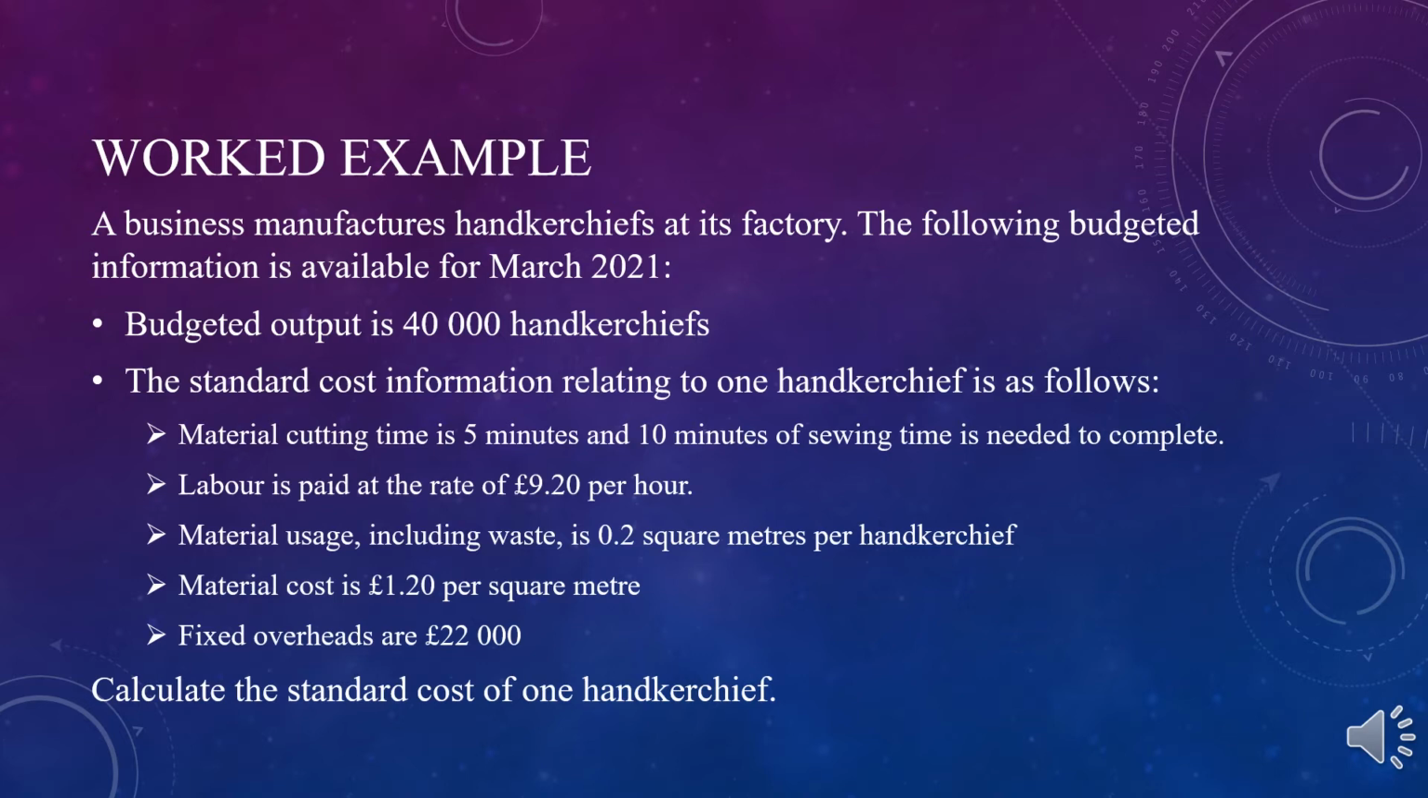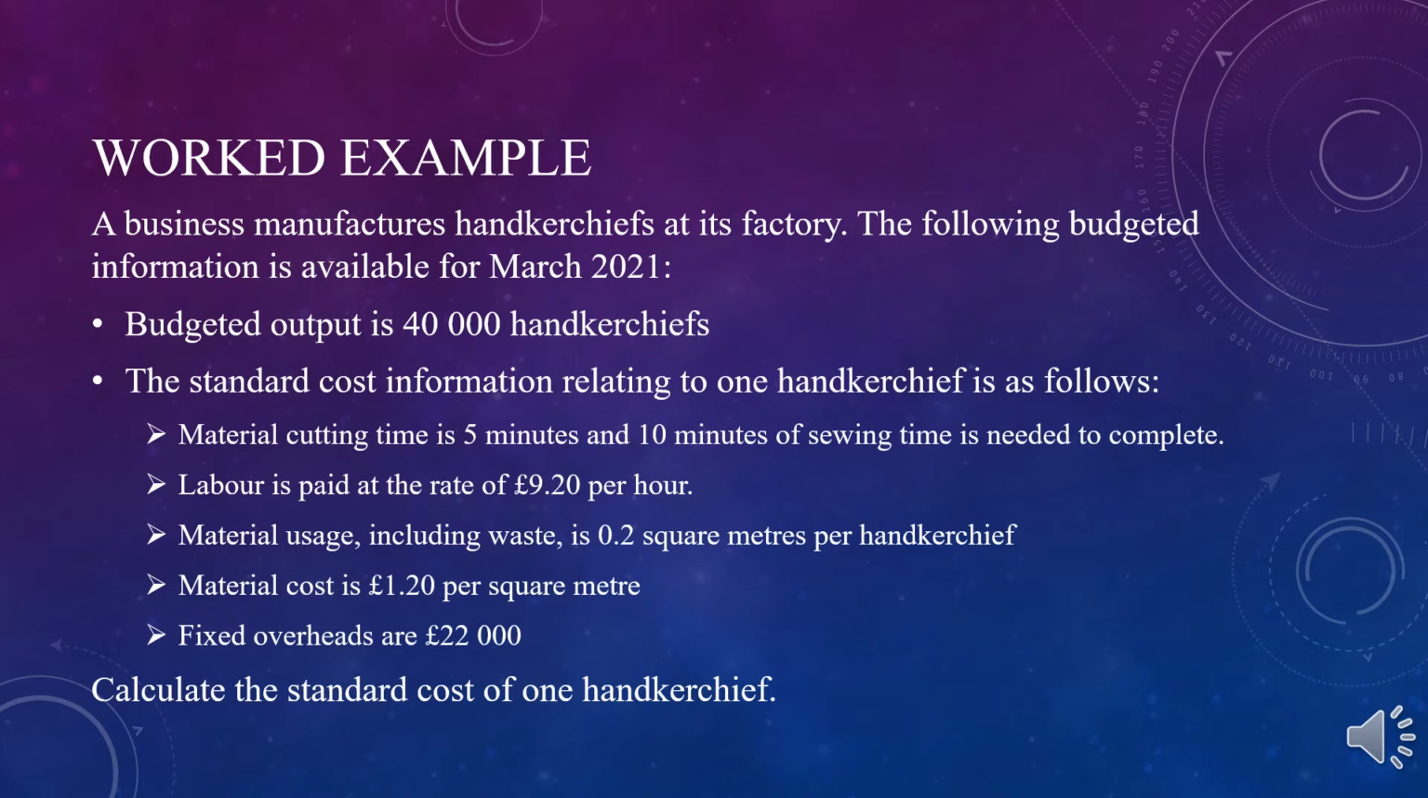A business manufactures handkerchiefs at its factory. The following budgeted information is available for March 2021. Budgeted output is 40,000 handkerchiefs. The standard cost information relating to one handkerchief is as follows.